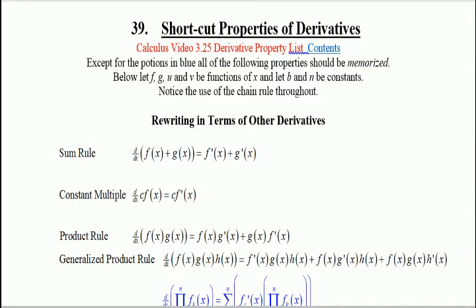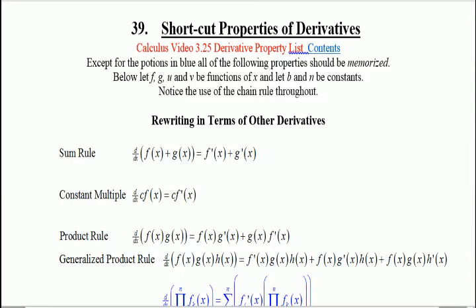It's a little more complicated. The derivative of f of x times g of x is f of x times g prime of x plus g of x times f prime of x. So if you have two factors, I usually do it in this order. I take the first factor times the derivative of the second factor plus the second factor times the derivative of the first factor. There are a couple of other orders you may do this in.